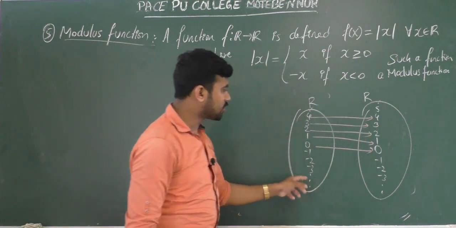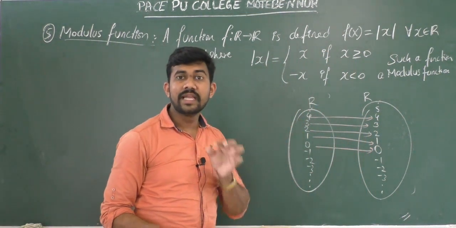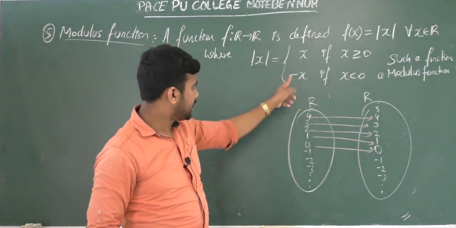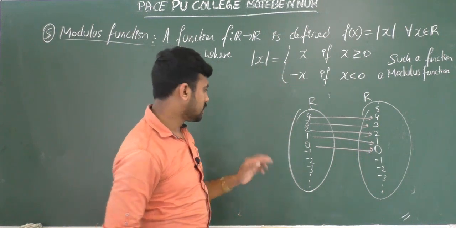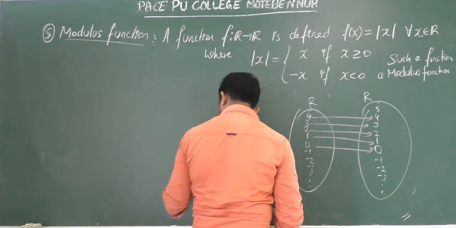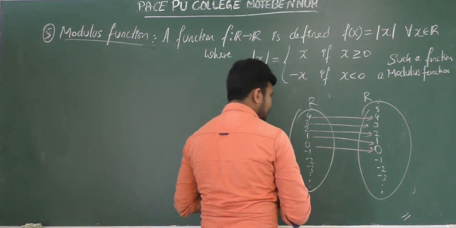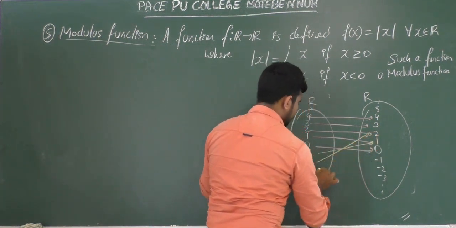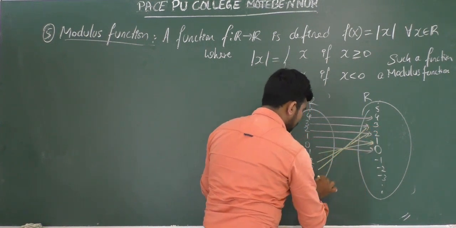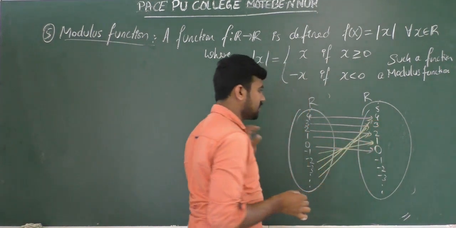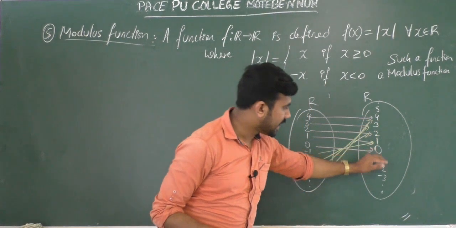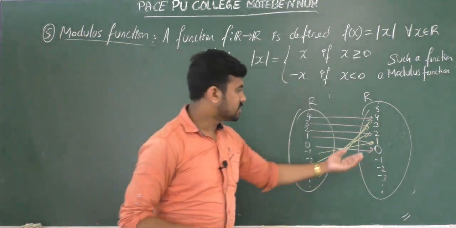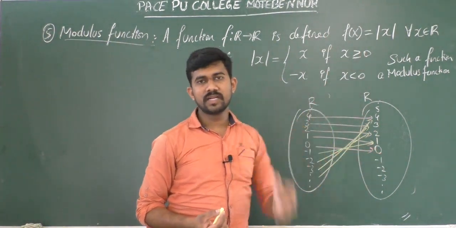But if you take a negative number, the image is not itself, it is the negative of that number. So if you take minus 1, the image is 1, minus 2, the image is 2, minus 3, the image is 3, minus 4, the image is 4. It continues like this. So you will not get negative images; you only get positive images, or 0.